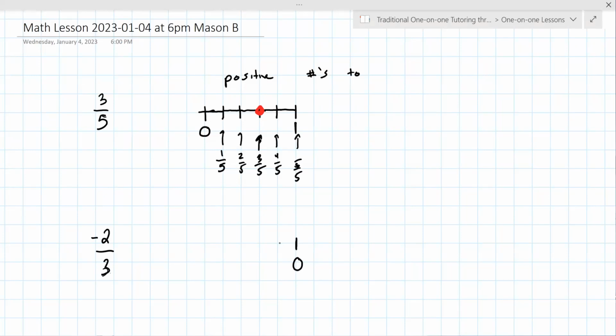3, and I'm going to go left 1, 2, 3. Okay, so what does that mean? It means this first one is negative 1/3. The second one is negative 2/3. And then this third one is negative 3/3. But instead of that, you're going to write negative 1.